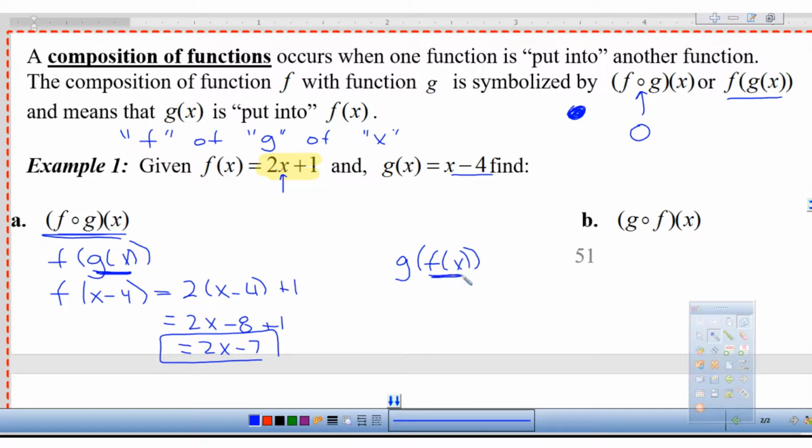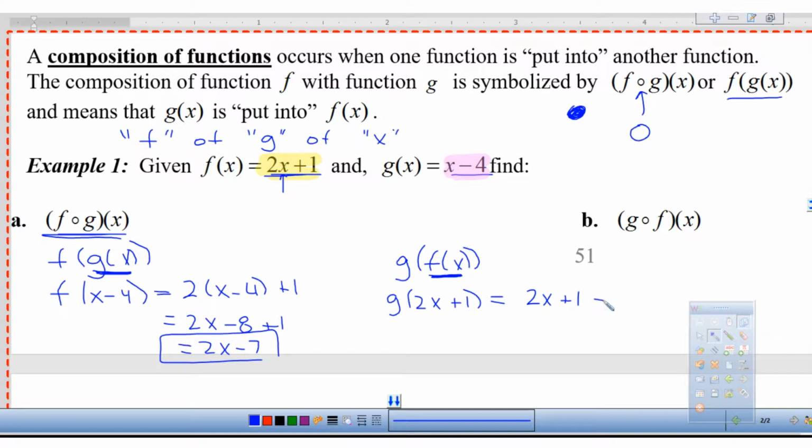And then see that f of x right there, guys? Replace it with what f of x is. So you're finding g of 2x plus 1, like that. Now, the g tells you to go into the g of x equation, which is right there, and wherever I see an x, I put in 2x plus 1. So it's just 2x plus 1.